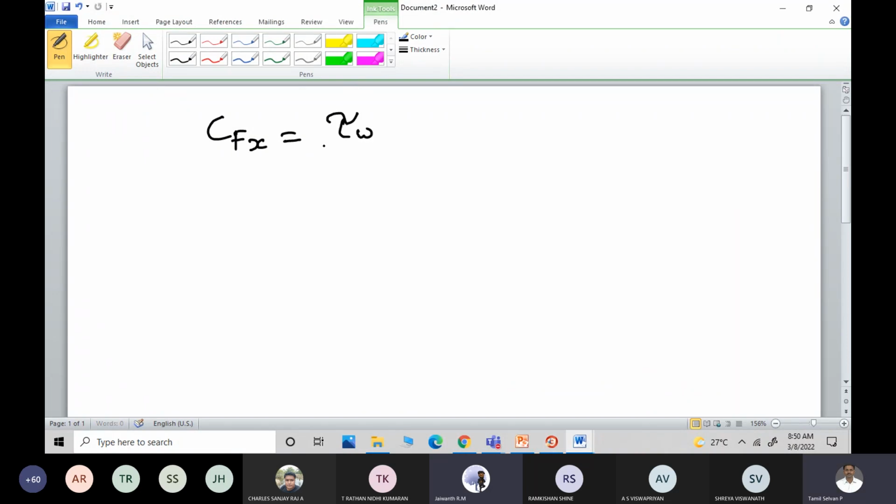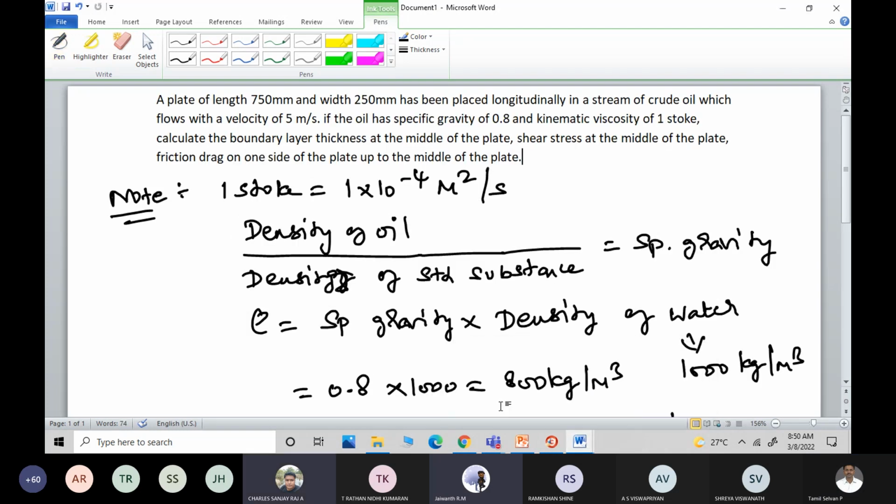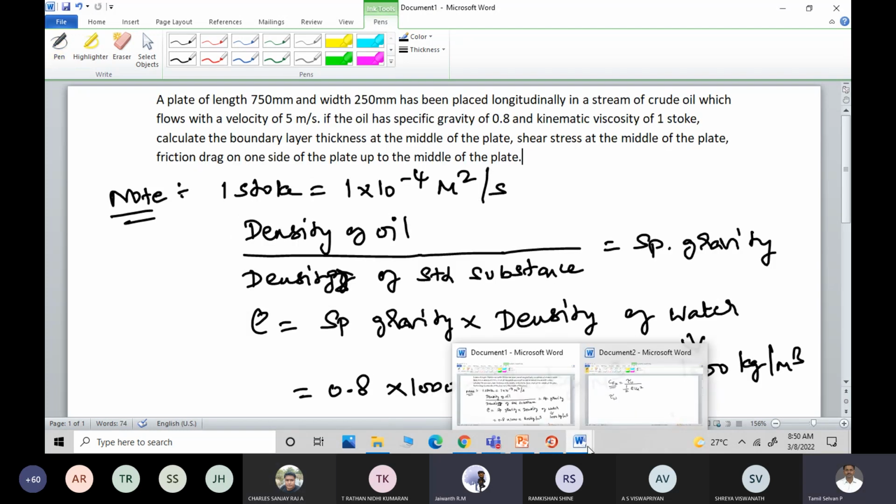Tau w divided by 1/2 rho u infinity squared. Okay, so now we have to find out Cfx to find out the average shear stress. Average shear stress or local shear stress, it's asked. Local only, sir, in the middle of the plate. Yeah, middle of the plate.